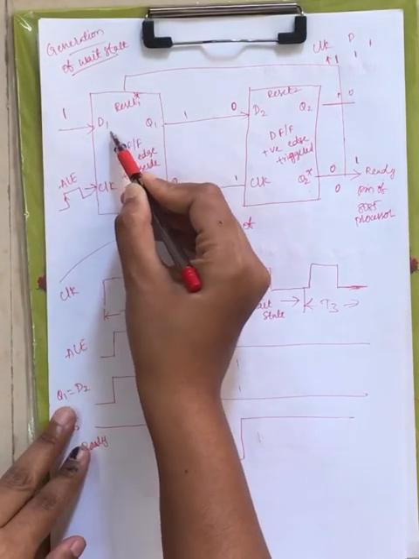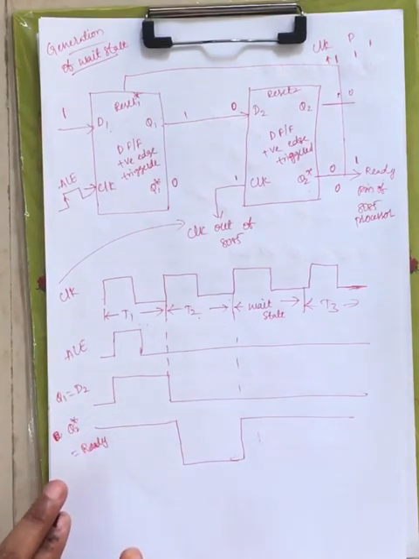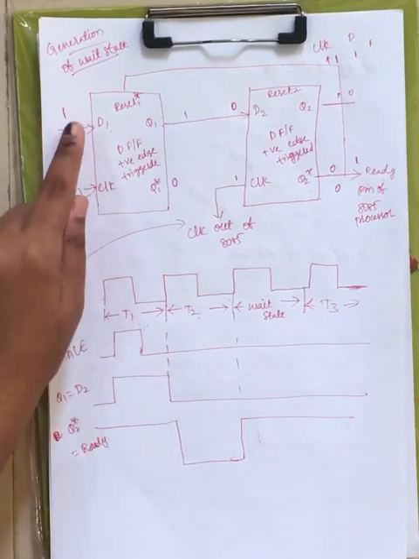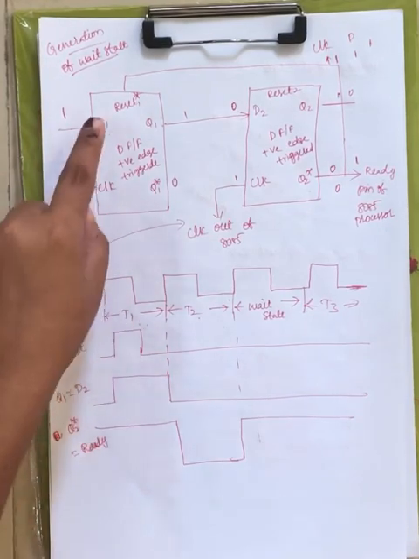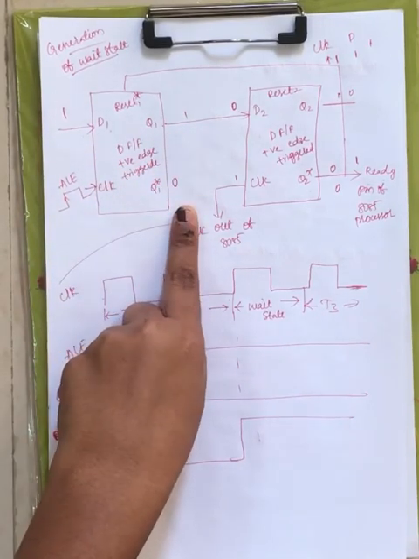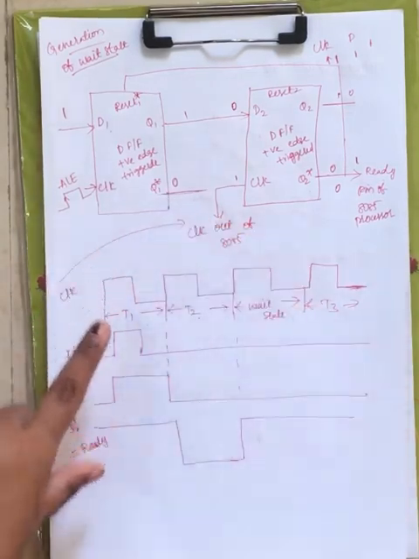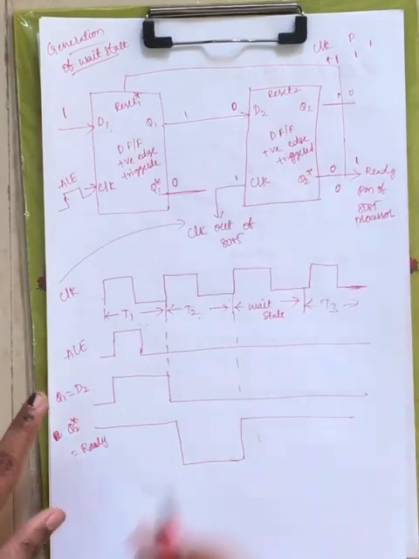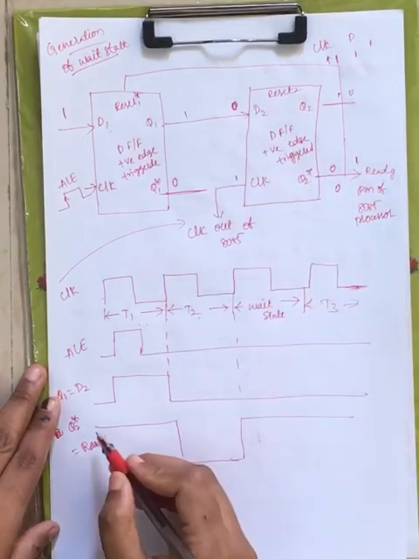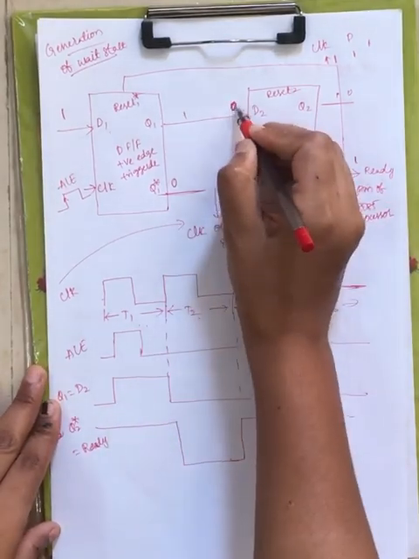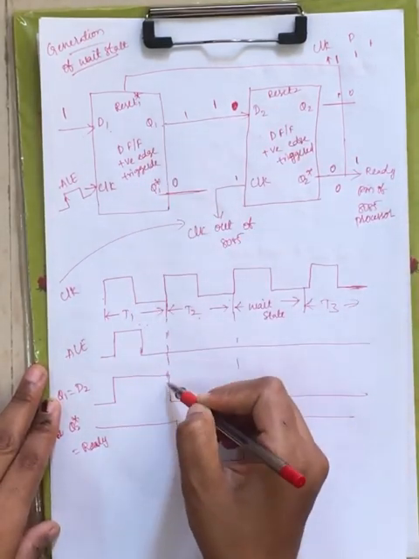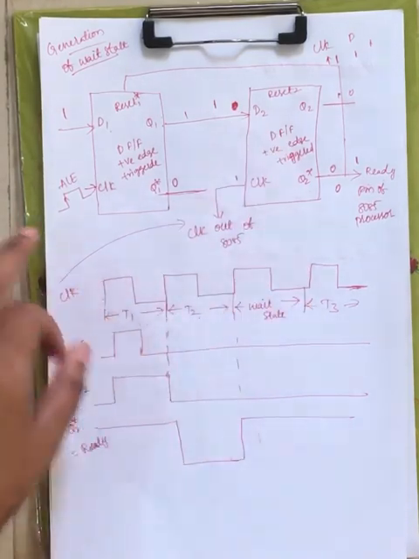Now here D1 is high. During the first clock cycle, that is the positive edge of T1, D1 is high and ALE is also high. When the clock is 1 and D1 is 1, what is the present state? You will get 1 and the next state will be 0. We need not deal with the next state. The present state is connected to D2, the second flip-flop. Now it is 1, and this D2 will be high during the first clock cycle.